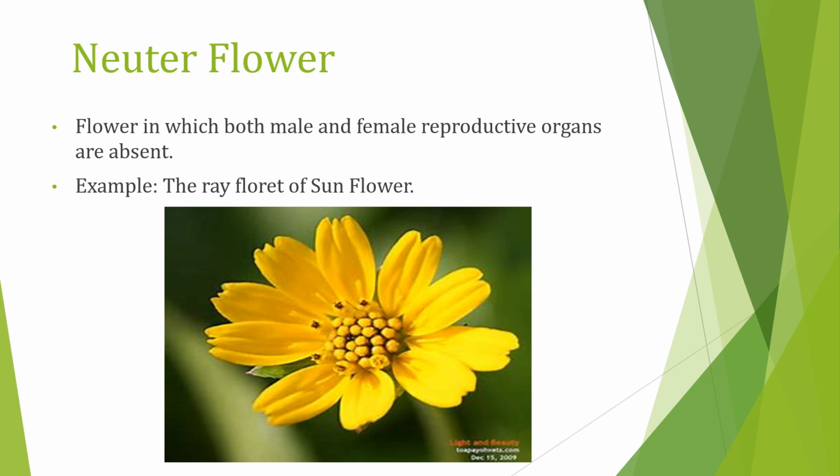So the neuter flowers, they lack male and female reproductive organs. Example, the ray floret of sunflower are often called as neuter flower as it does not have male and female parts.